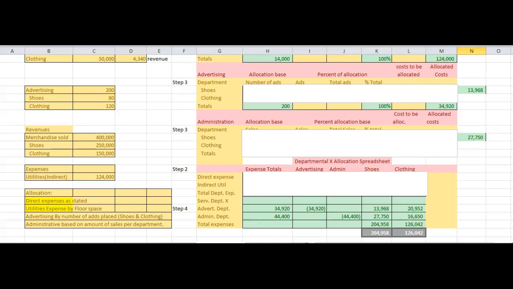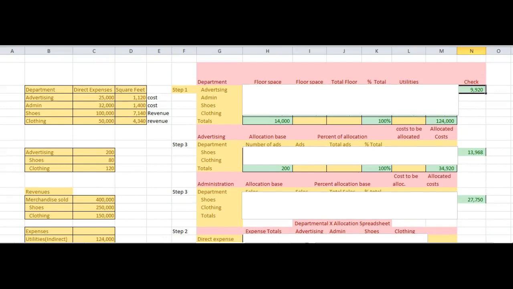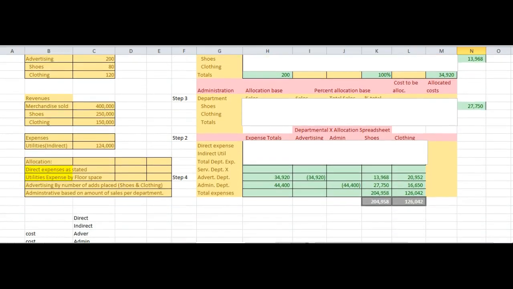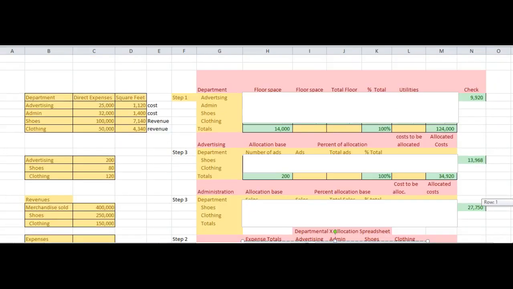And now, for the very last one, everybody's favorite, departmental allocation. And this is where we take everything from the cost centers and put them into the revenue centers. And in this case, advertising and admin are going to be your cost centers, and we're going to put all of their costs into shoes and clothing. And to do that, we had steps. So step 1 is to allocate the utilities in this case.